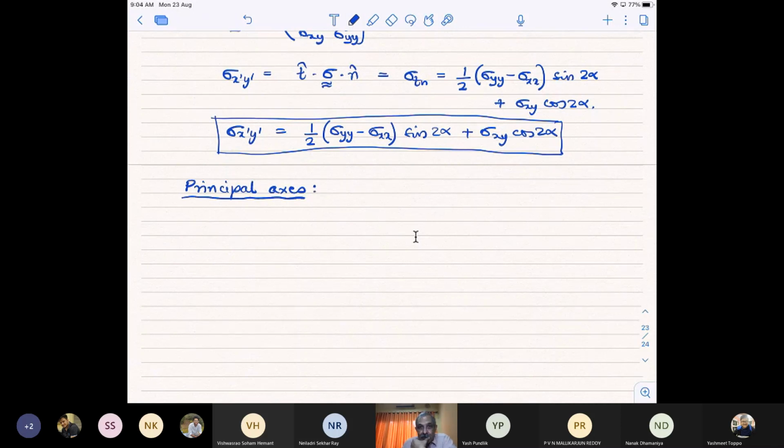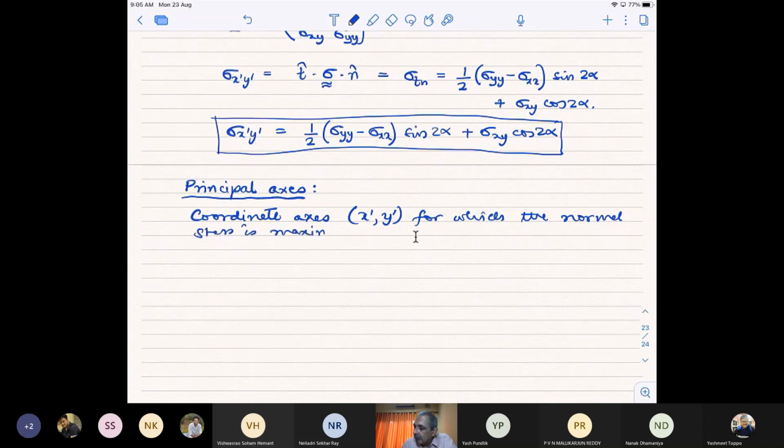And the principal axes are essentially the coordinate axes in this new coordinate system x prime y prime, for which, so they're defined in this way, the normal stress is either maximum or minimum.